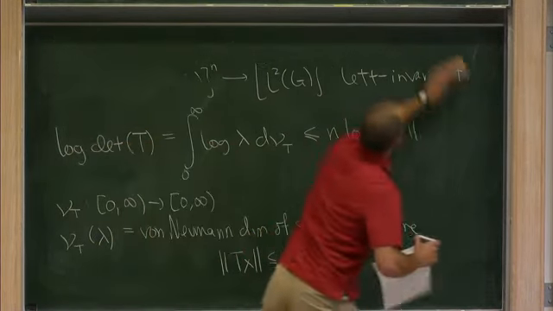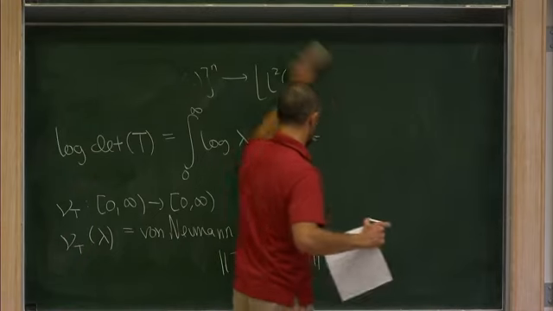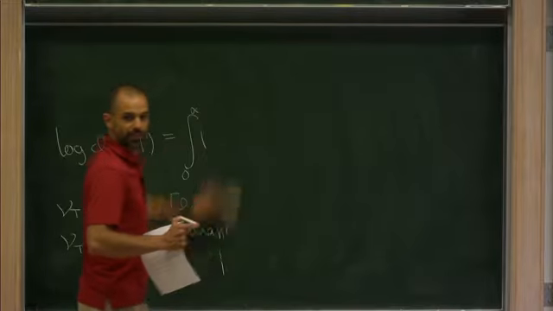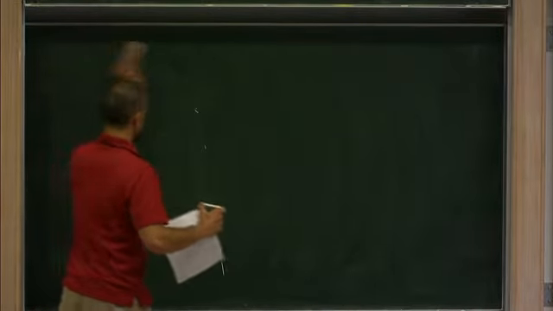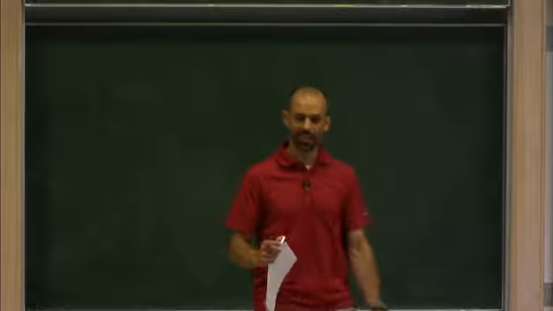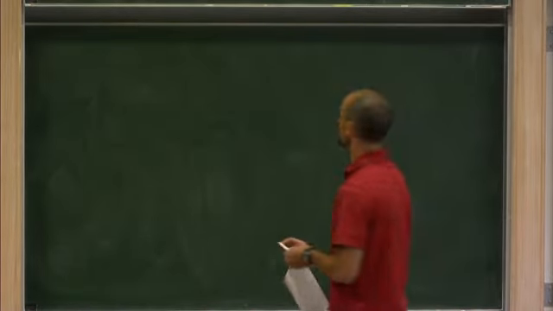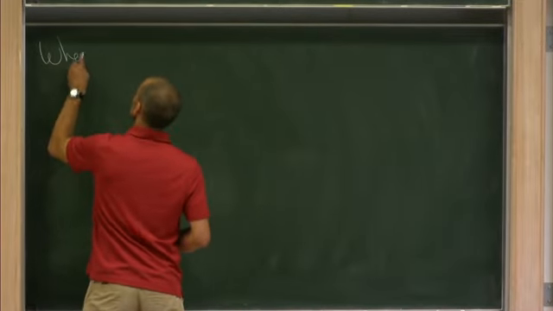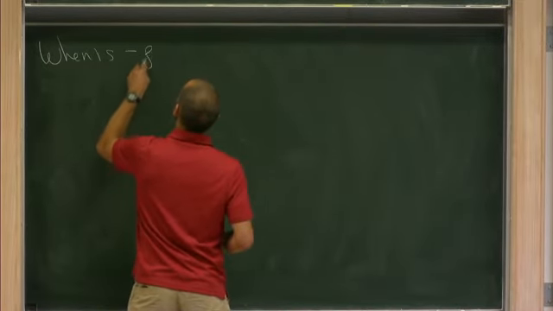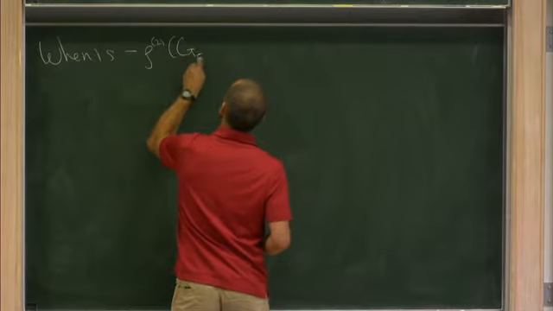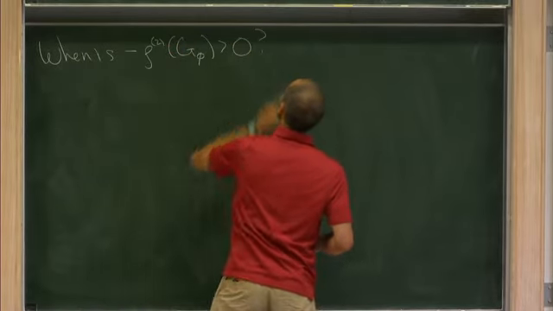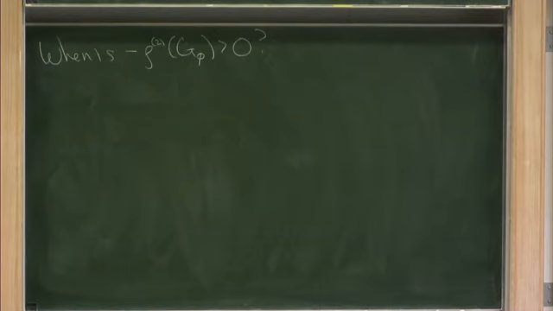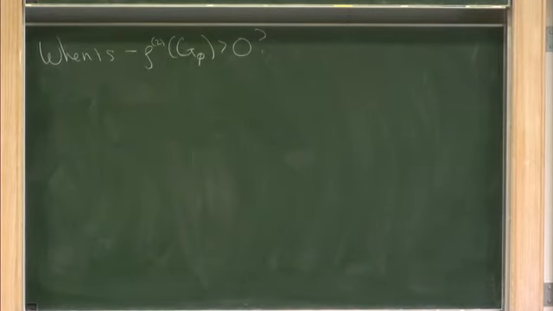Luck showed that minus the torsion is greater than or equal to 0. I have an upper bound. You can ask, is it always 0? That would make my upper bound not that good. So when is this positive? The theorem shows that if there's no exponentially growing strata, it's 0.